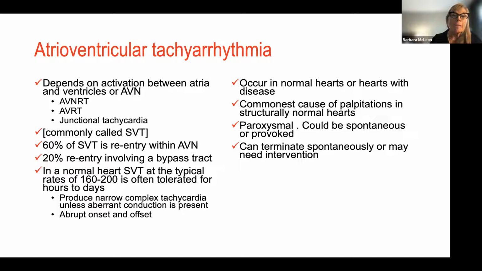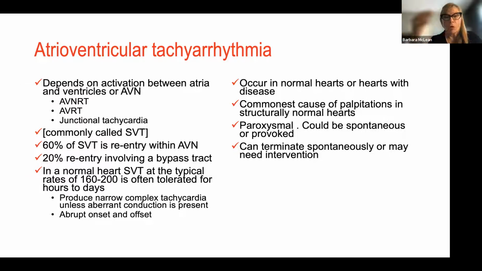But very important to remember that almost all SVT, 60%, is reentry within the AV node, and in 20%, it's reentry involving a bypass tract, which means I have to change my mind about what I want to do in SVT. So last week, we talked a lot about giving adenosine 6-12-12.